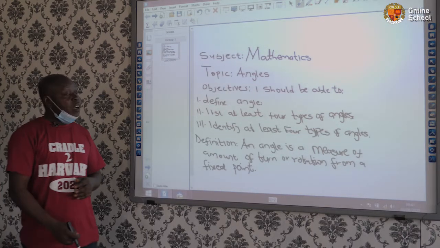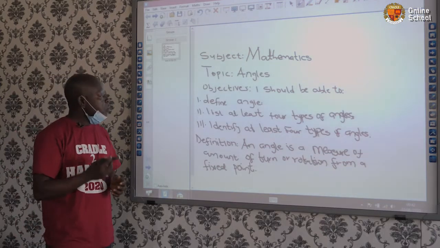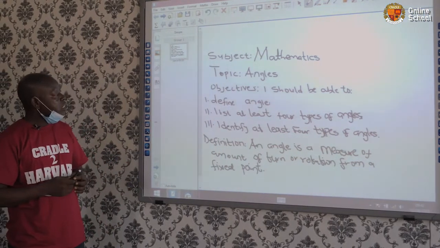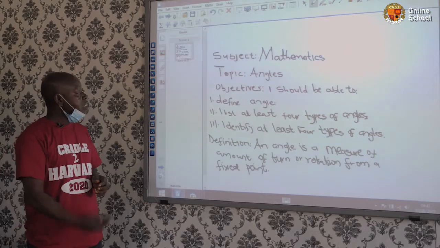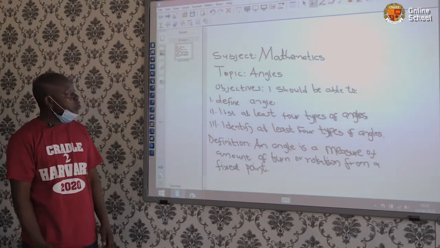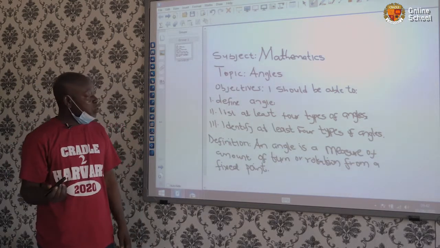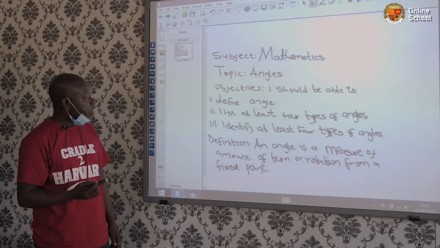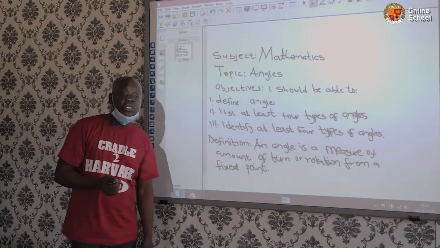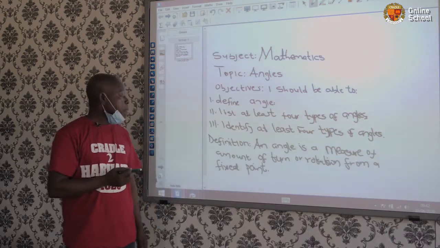By the end of this lesson, what you are expected to be able to do: number one, you should be able to define an angle. Number two, you should be able to list at least 4 types of angles. And number three, you should be able to identify at least 4 types of angles.